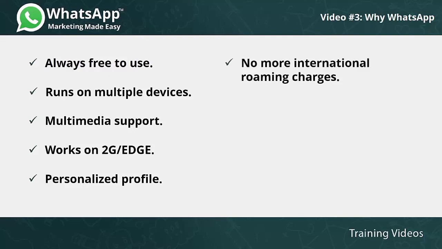No more international roaming charges. Gone are the days when you have to pay exorbitant roaming charges. WhatsApp requires only a data connection, which is now available cheaply in every part of the world. You can use the voice recording option to record and send a message. Read messages offline. WhatsApp stores all the videos and images in the phone's memory, and the latest messages are accessible even without the internet connection.